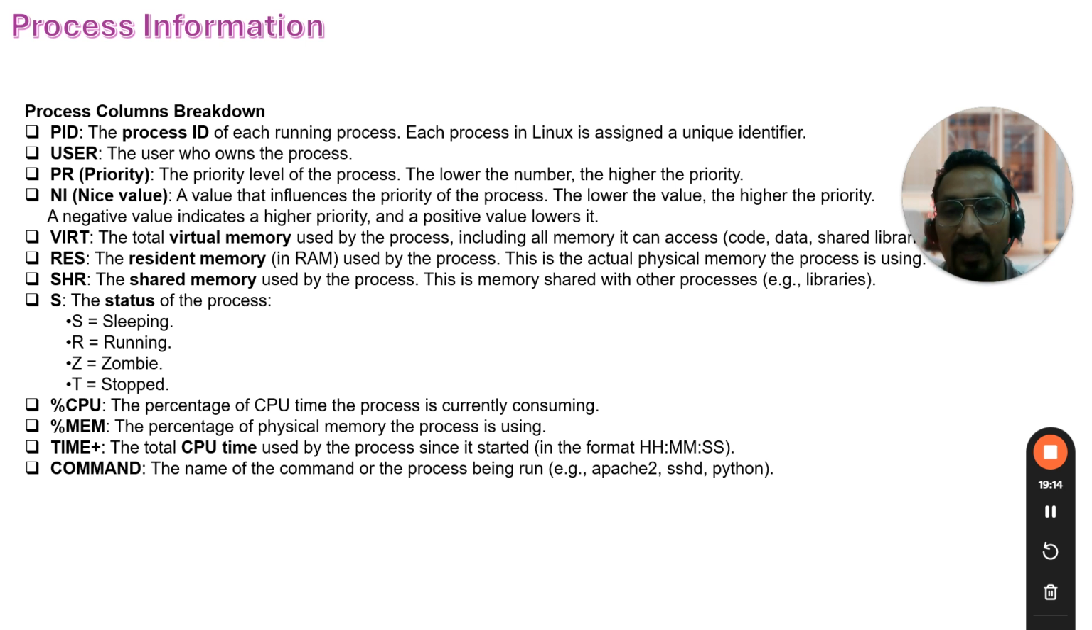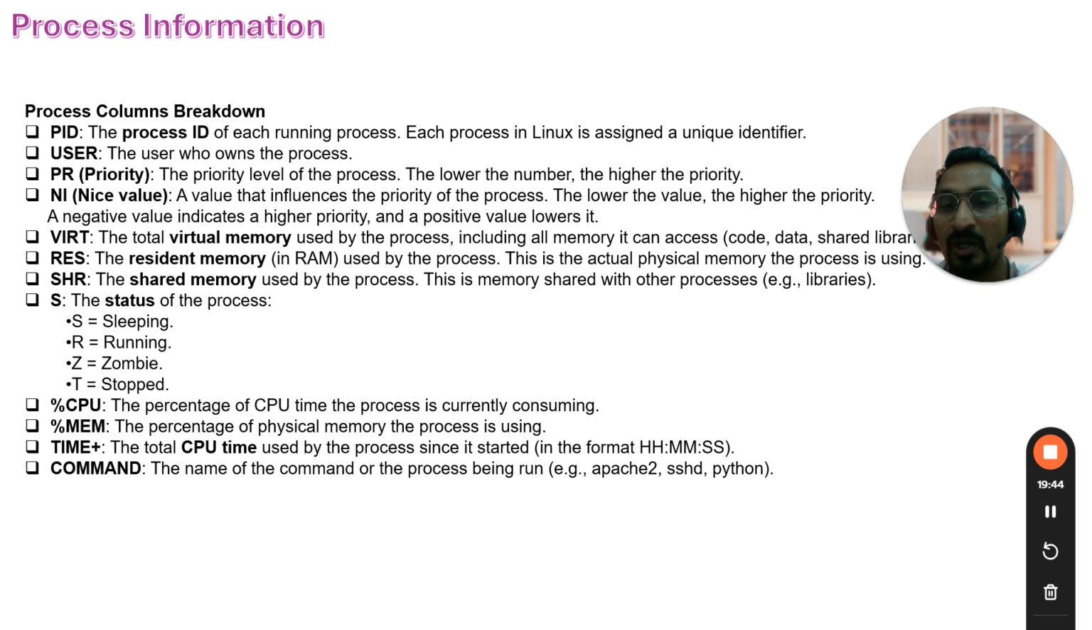NI value is how nice the particular process is to the other processes. If it has a higher value, it means it is very nice to the other processes, that is, it is giving high priority to the other processes. If it has a negative value, it means it is not nice to the other processes, and that process has a higher priority than other processes, right?